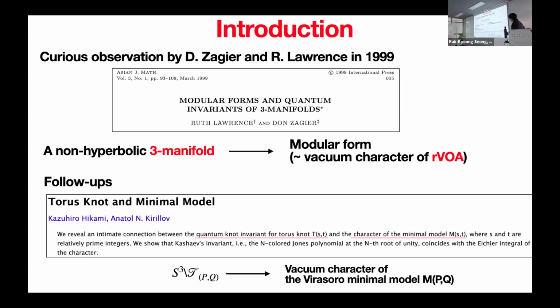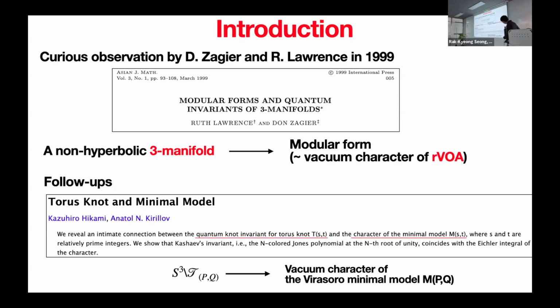And this observation was further generalized mainly by Kazuhiro Hikami. One interesting example is when we are considering a torus knot, which I mentioned is labeled by P and Q. They consider some quantum knot invariant, which is called the Kashaev invariant. They consider almost the same thing that Dongmin Gang did, and they found that the resulting series is a vacuum character of the Virasoro minimal model, which is also labeled by P and Q.